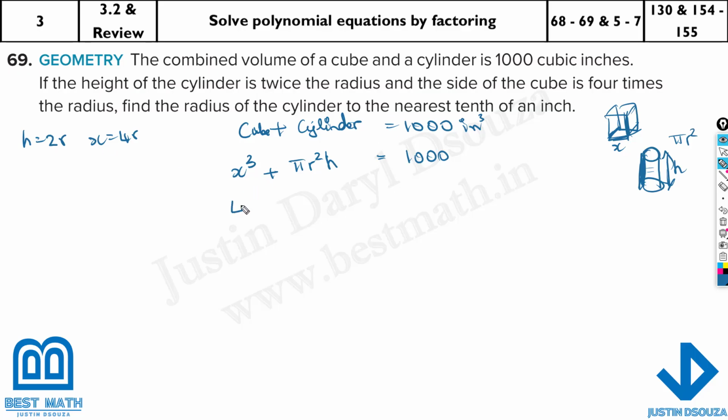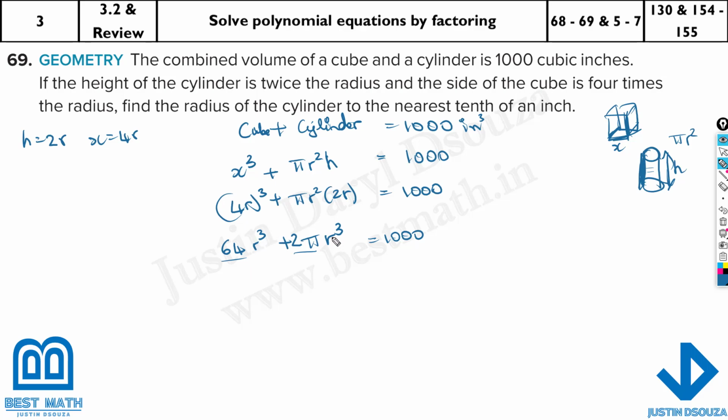Okay, so this is given as 4r, whole cube, plus pi r squared times 2 times r, that is equal to 1000. It is simplified further. What is 4 to the power 3? It is 64. So 64 r to the power 3, plus pi r squared multiplied by r, will be r to the power 3, and this 2, let's write it out over here. That is equal to 1000. So what next? You can see this is 64 and this is 2 pi. They're constants, r cube and r cube.